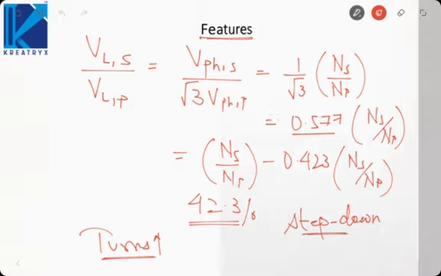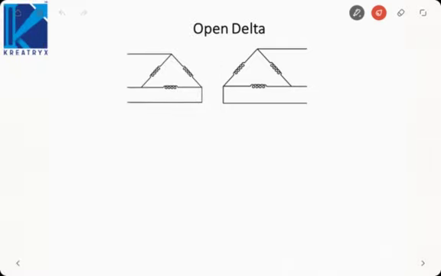Let's look at our last connection for the three phase transformer, that is called as open delta. So here I have shown a delta-delta connected transformer, and we know the power rating of delta-delta connected, or three phase, will be root 3 VL IL, or we can say 3 V phase I phase.